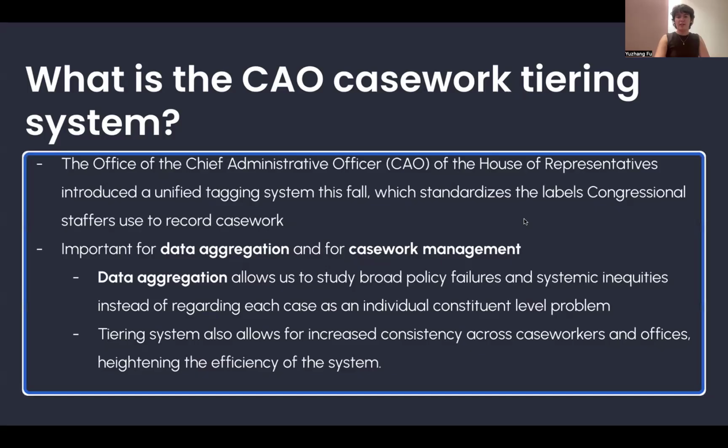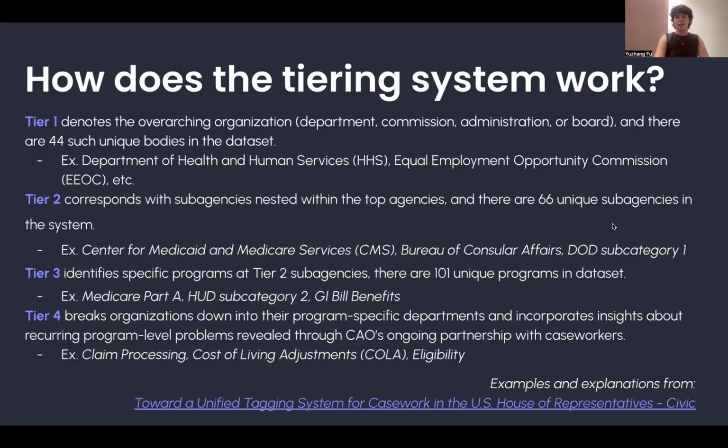So just a bit of an intro into how the system actually works, and a note that these examples and explanations come from Megan's article, Toward a Unifying Tagging System for Casework in the US House of Representatives. Tier 1 is the overarching organization of government that the program falls under. So that would be like Health and Human Services or the EEOC. Whereas Tier 2 is a sub-agency that's nested within that. So like the Center for Medicaid and Medicare Services. And there are 44 Tier 1 bodies and 66 Tier 2 sub-agencies.